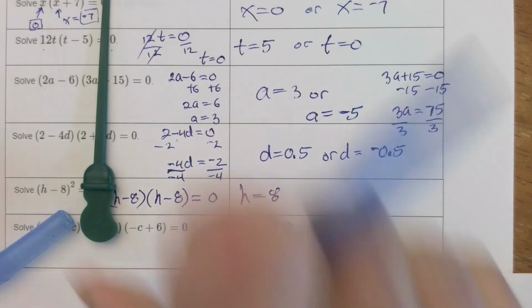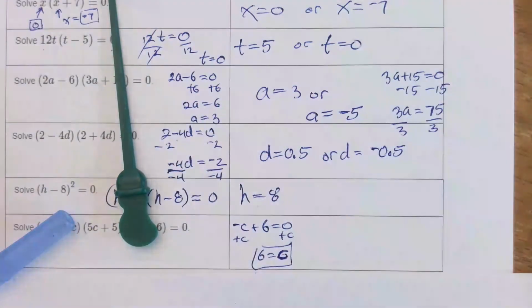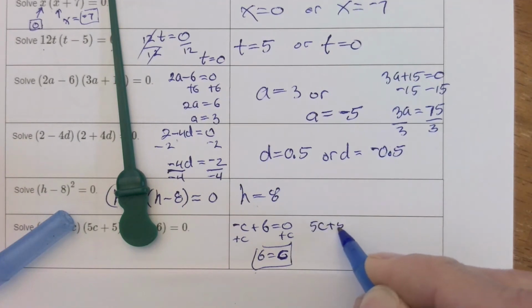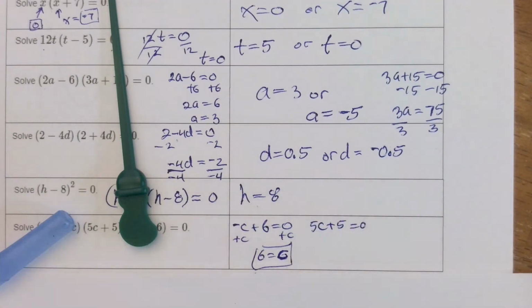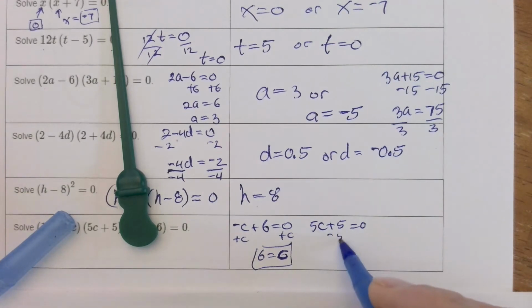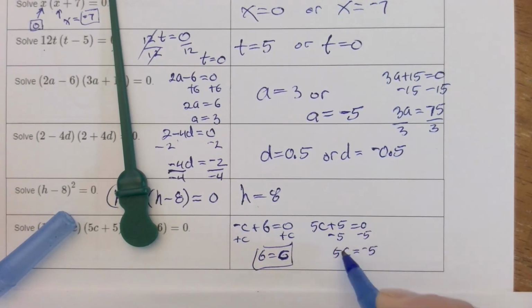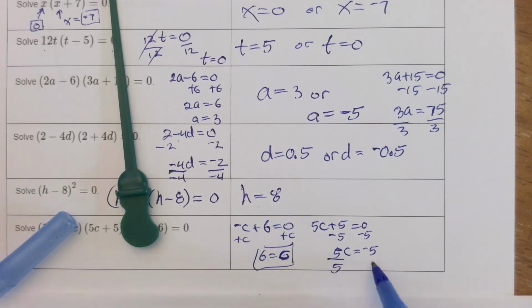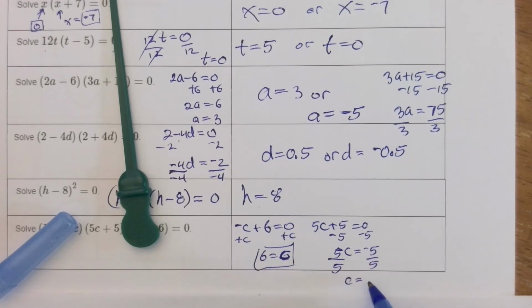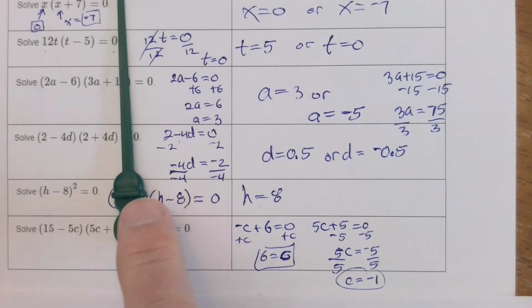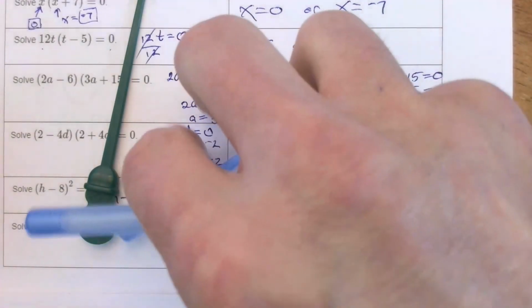And then how would you solve 5c plus 5 equals 0? Well, you're probably going to have to subtract 5 from both sides, like this. And then you're going to have to divide both sides by 5, like this. And you're going to get c equals negative 1. 3 factors sometimes has 3 answers. Let's see if we get a different answer from this third factor over here.